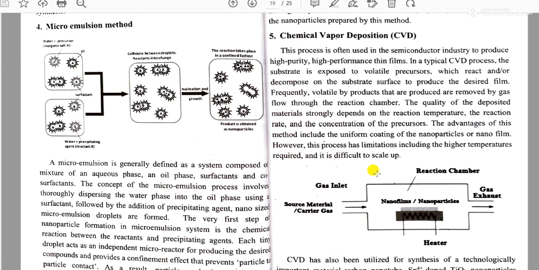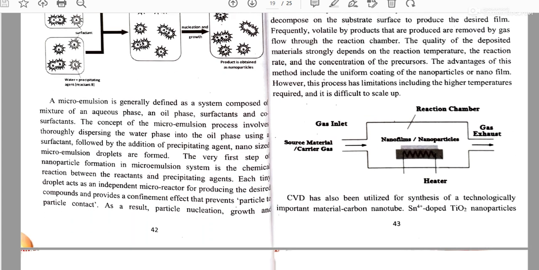Because of that, high energy consumption is there. Therefore it is difficult to scale up. So if we want to prepare this thin film material in large quantities in industry, it is very difficult to scale up using this type of method, because it is not economically viable.